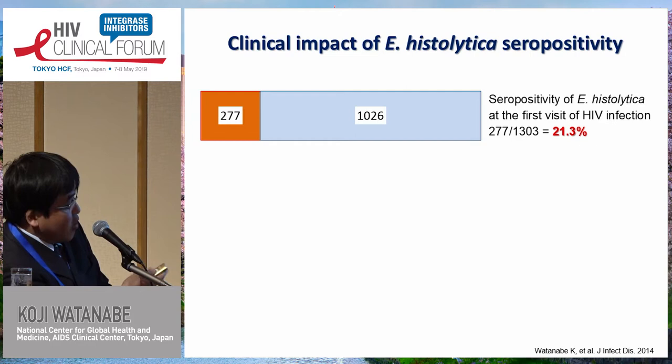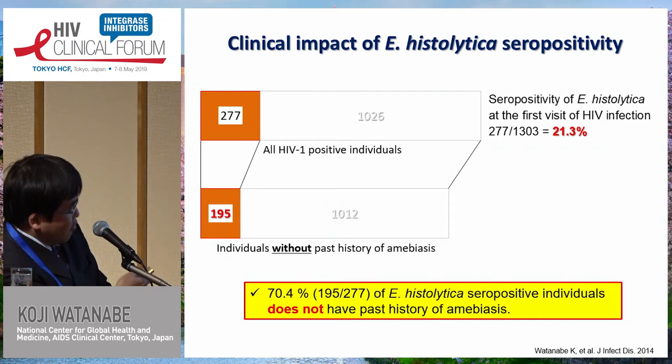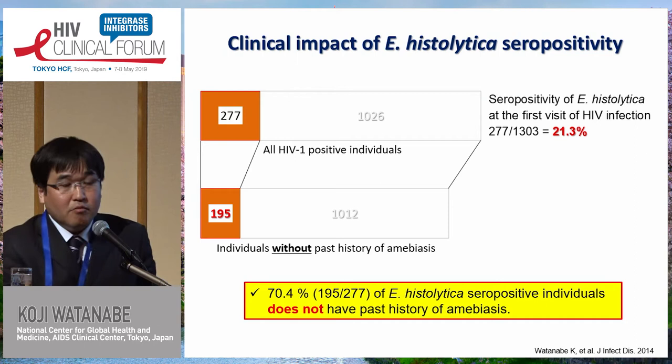And what is more interesting is here. This is the data among individuals without a past history of amoebiasis. I want to say 70.4%: 195 among 277 seropositive individuals do not have a past history of amoebiasis. It is very interesting why they are seropositive.